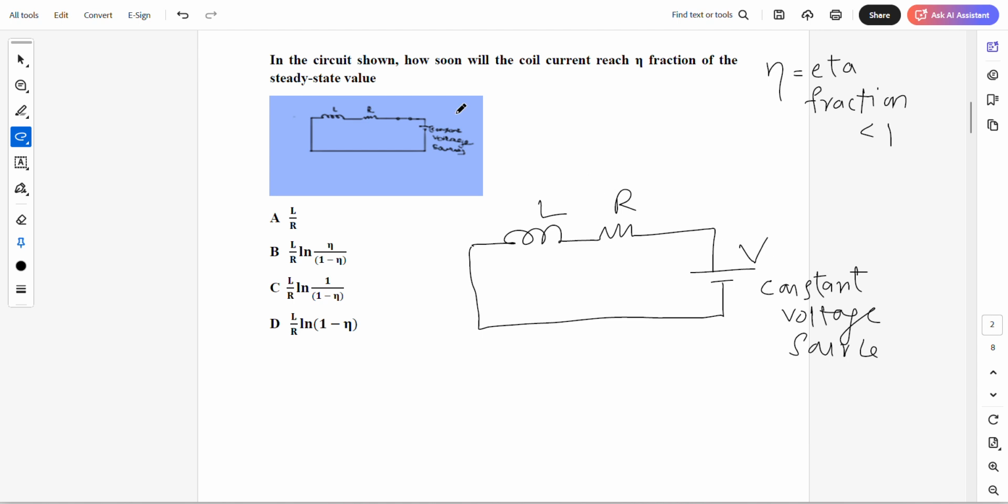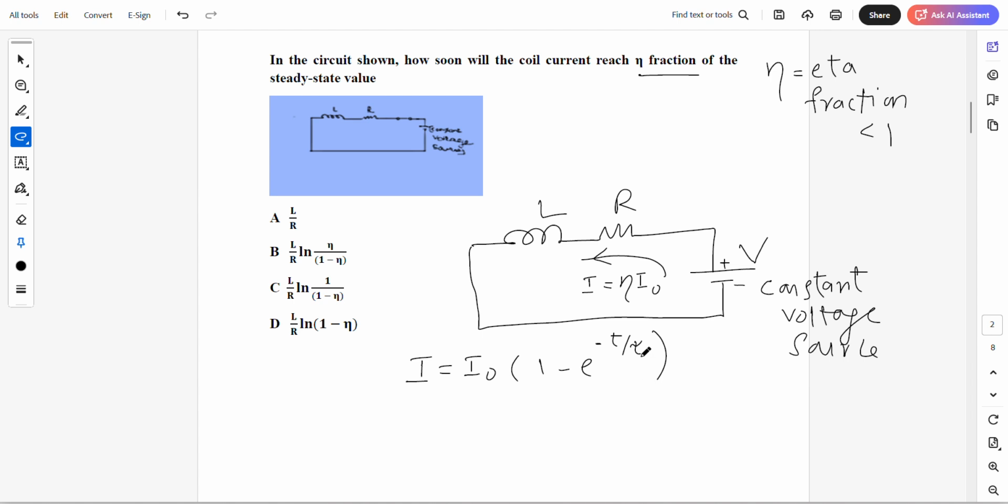In this circuit shown, how soon will the coil current reach eta fraction? Eta fraction means I is equal to eta I naught, with the current flowing like this because this is plus and this is minus. Now you have the formula for growth of current: I is equal to I naught into 1 minus e to the power of minus t by tau.